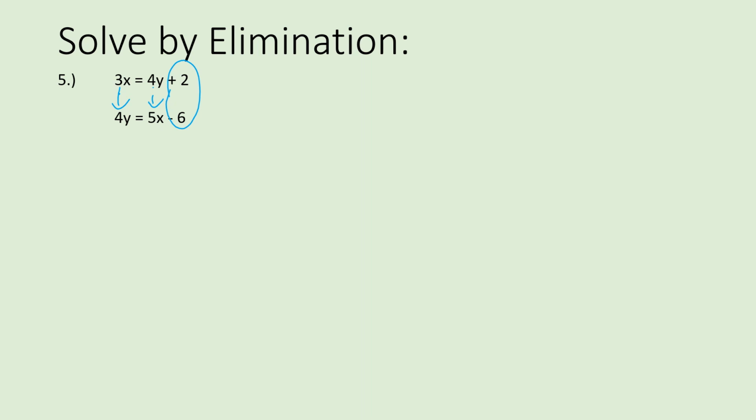So the first step for this one is just to take everything and line them up. We can do that by switching both of them to standard form. In other words, we want to take this y and move it to the other side by doing minus 4y. Take this x and move it to the other side by doing minus 5x. All right, so that gives us these two equations. 3x minus 4y equals 2. Negative 5x plus 4y equals negative 6.